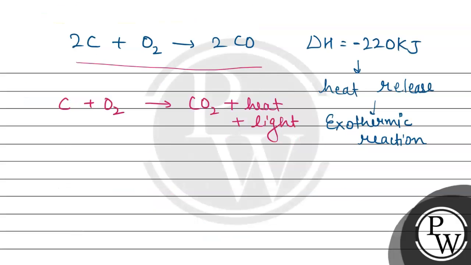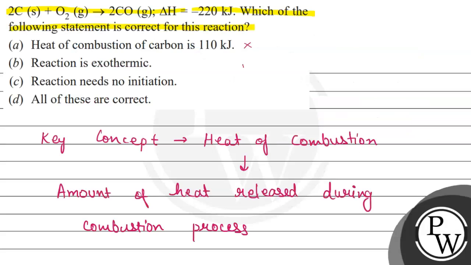The next is reaction is exothermic. So here we have seen कि जो हमारे पास जो reaction है वो exothermic होगा as the heat is released in this reaction. So जो हमारे पास B है that is correct.